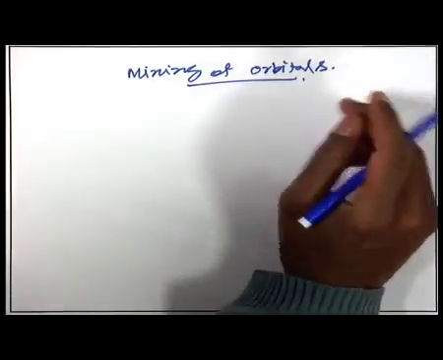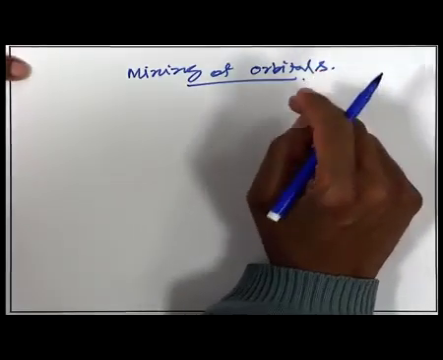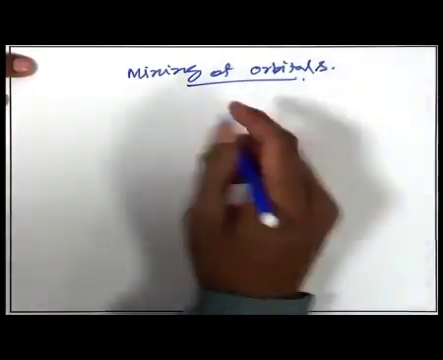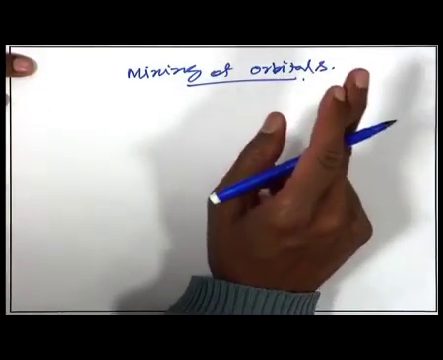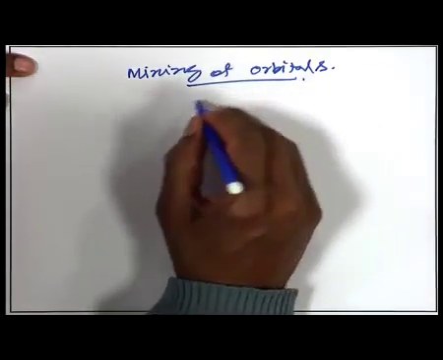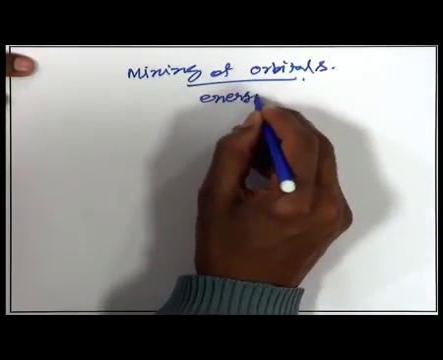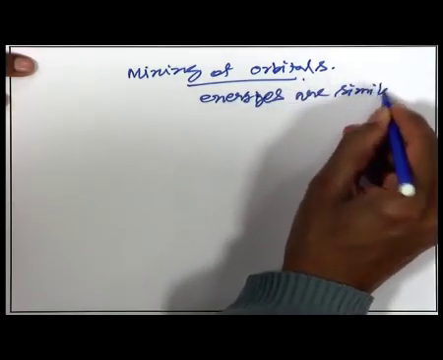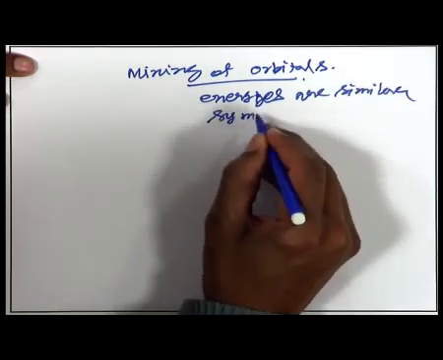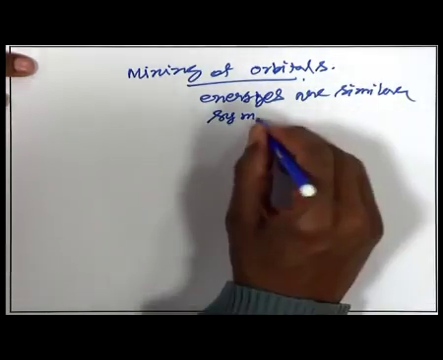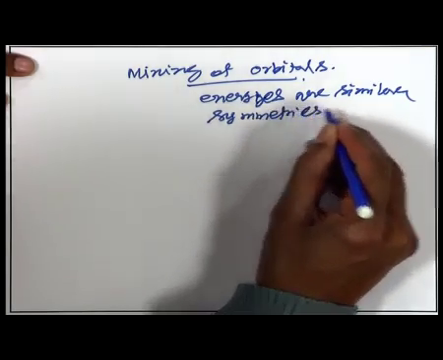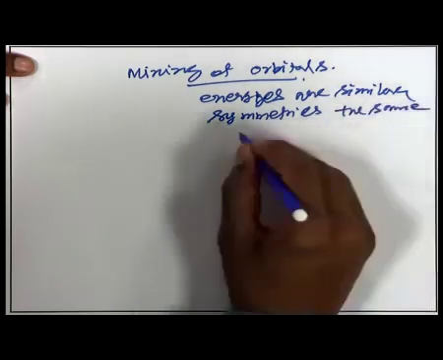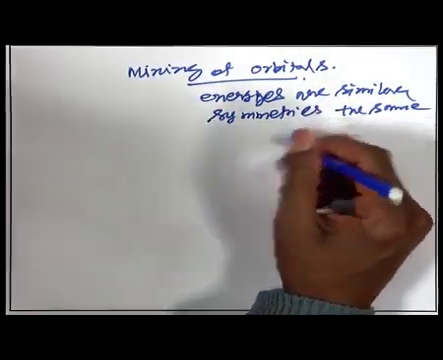Mixing of orbitals is possible as long as energy levels are similar and symmetry is the same. For mixing of orbitals, primarily two conditions are required: the energies are similar, and the symmetry of the orbitals which are mixing should be the same. As long as these two conditions are met, mixing can take place.